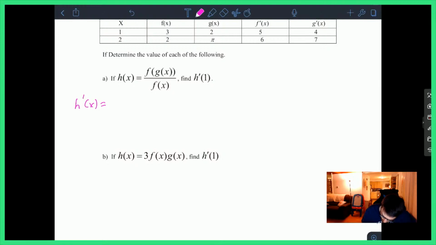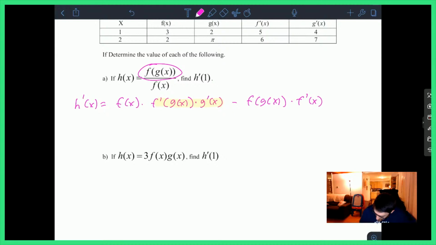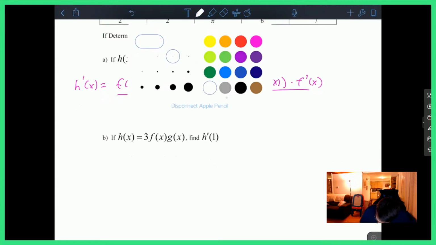We'll do it. So low d high: low times the derivative of high, which is the chain rule. So the derivative of f of g of x is f prime at g of x times g prime of x. Okay, that's the definition of the chain rule. Minus high d low, so f of g of x times the derivative of low, which is f prime of x, all over f of x squared. Okay? And now I basically just need to go through and put a 1 everywhere and then solve the problem.